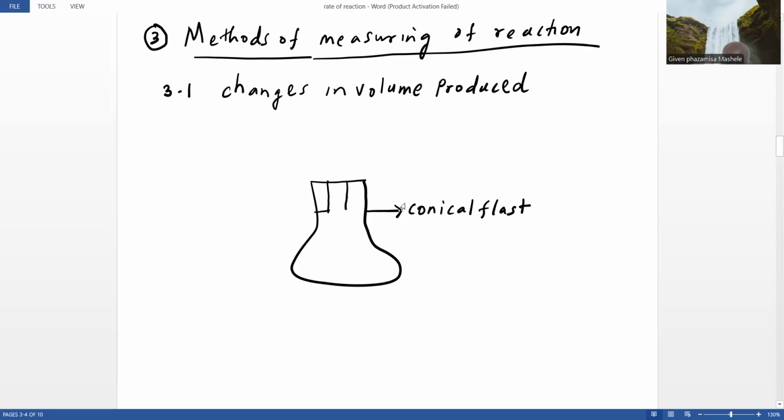Here it's our stopper. Within this stopper, we put what we call a delivering tube. That will go inside here. So this delivering tube is connected to the gas syringe. I believe you know what a gas syringe is. Let's say we have something like this with values there.